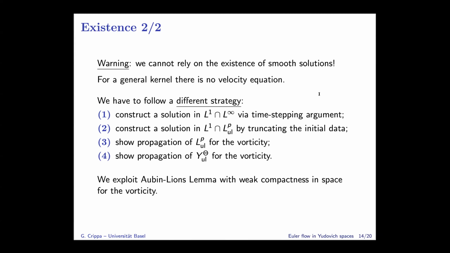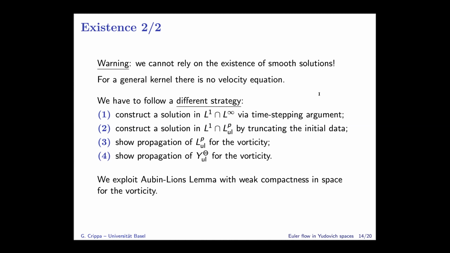Then in L1 cap LP UL, by truncating the initial data, you have some compactness. And then once you have the solution there, you basically show propagation of the quantities you want to propagate, so the LP UL and the Y data UL for the vorticity. So this becomes, you know, like 2 steps if you want: existence in L infinity or LP UL, and then propagation of these quantities.